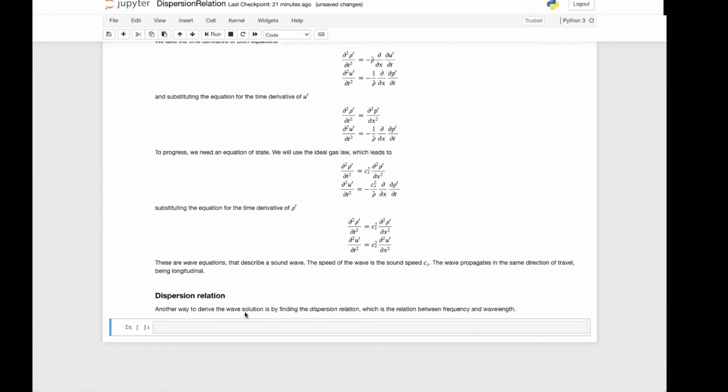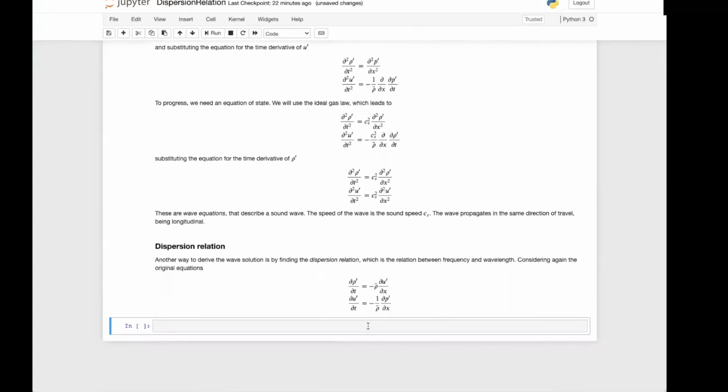Another way to derive the wave solution is by finding the dispersion relation, which is the relation between frequency and wavelength. Finding the dispersion relation is a more general way of dealing with these equations to find waves and instabilities and the general behavior of hydrodynamical systems.